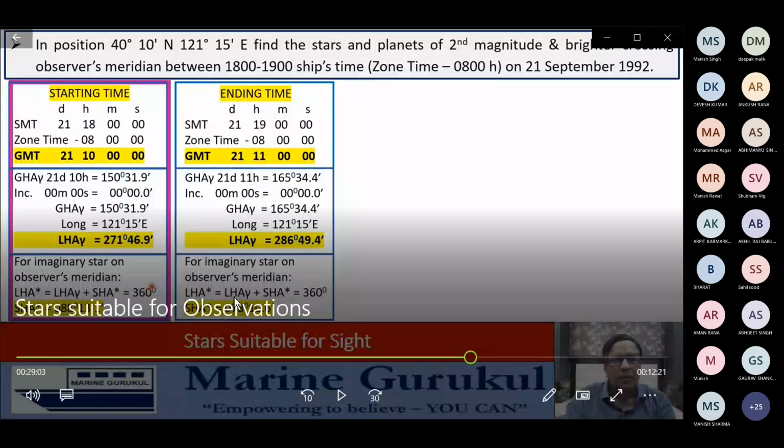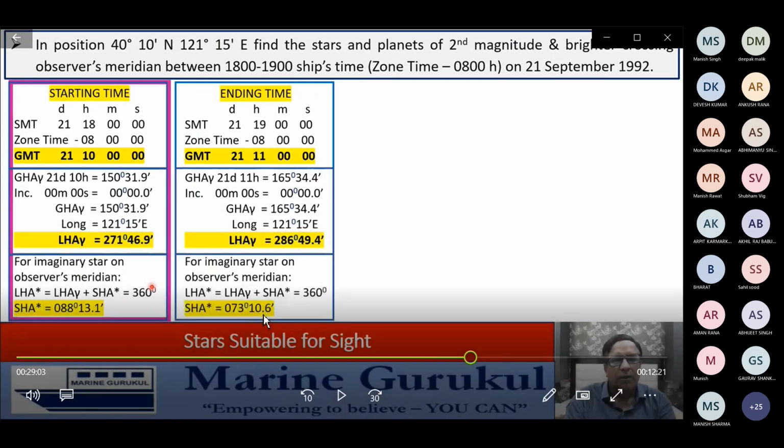So beta, what we have done till now is, for the starting time, we have got the SHA of the star that is on our meridian, and for the ending time, we have also got the SHA of the star that is on our meridian. So now we know that all the stars between these two SHA values will be crossing our meridian. So it becomes very simple now.